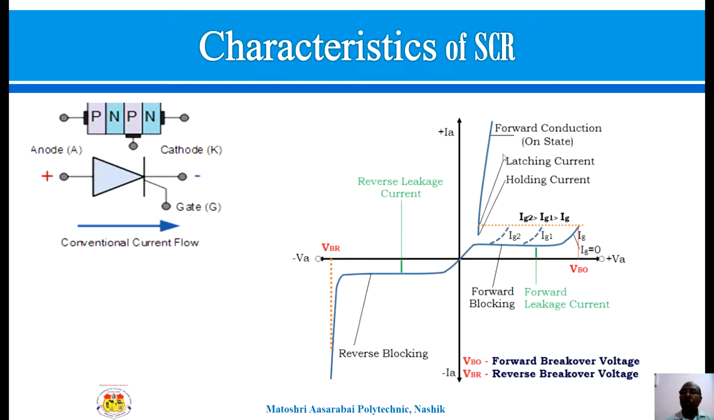But when I want to turn on the device below the VBO, I can use the gate currents IG2 and IG1. You can see in the figure. So with IG1 and IG2, I can turn on the device below the VBO. Once the device is turned on, it has linear characteristics. That means if you increase the voltage, the current will increase. While in the case of reverse bias, only leakage current is flowing.